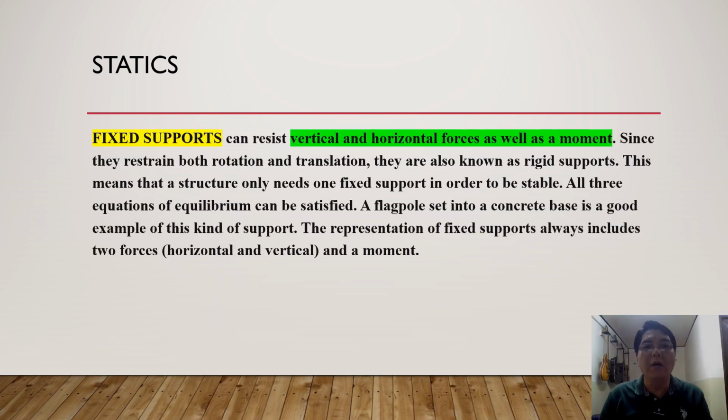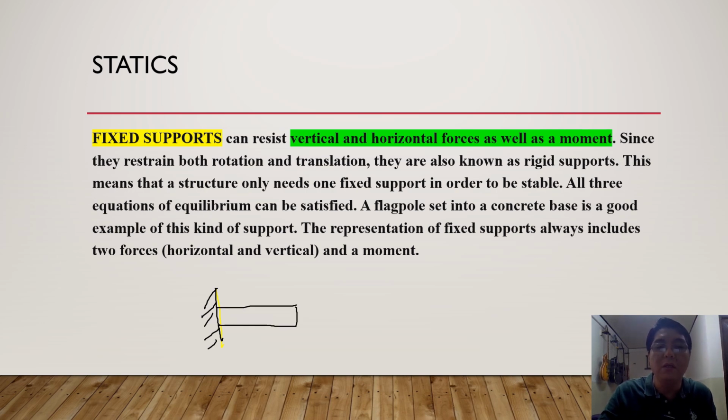Okay, fixed supports. Fixed supports can resist vertical, horizontal, as well as moment. Okay, since they restrain both rotation and translation, they are known as rigid support. Yan yung mga nakikita natin sa mga beams and columns, mga fixed support yan. This means that the structure only needs one fixed support in order to be stable. Yung mga iba kasing structure natin, hindi na natin kinakailangan ng marami pang support. Sometimes, i-fix mo lang sa isang side, sufficient na siya to support this structure.